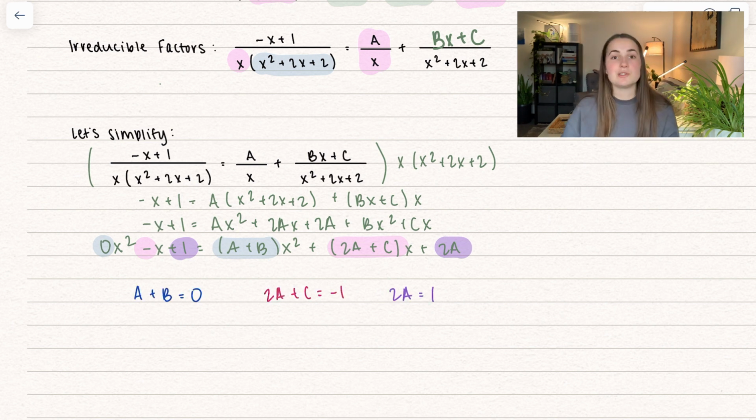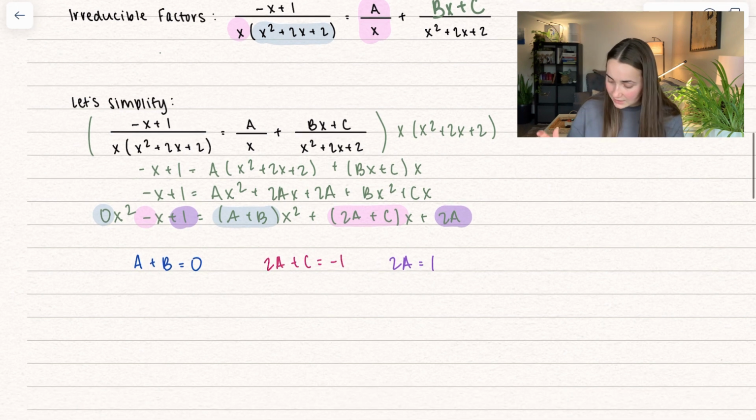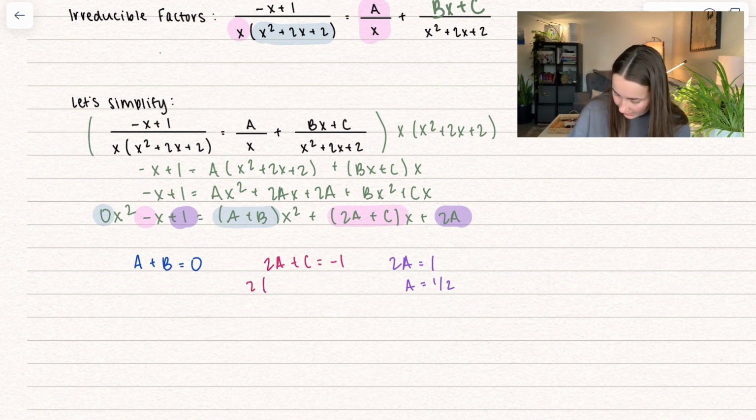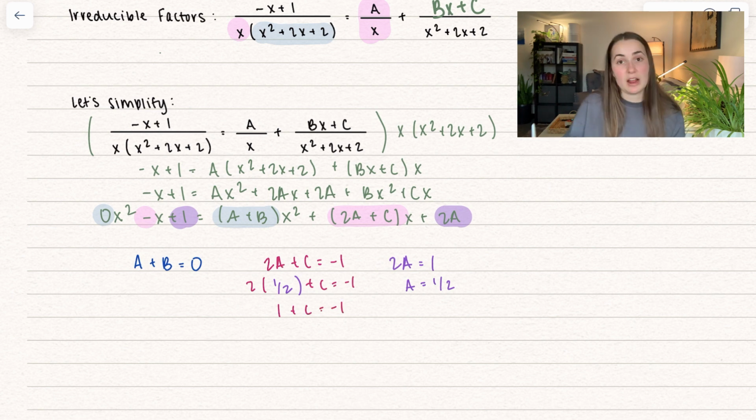So now you can choose whichever one looks easiest to solve for. I see on that purple equation, I can solve for a. So I get a is equal to 1/2. So here you can just plug it in left to right. I know that 2 times our a value, which we got to be 1/2, and then plus c is equal to -1. So that's equal to 1 plus c is equal to -1. Subtracting 1 from both sides, I get c is equal to -2.